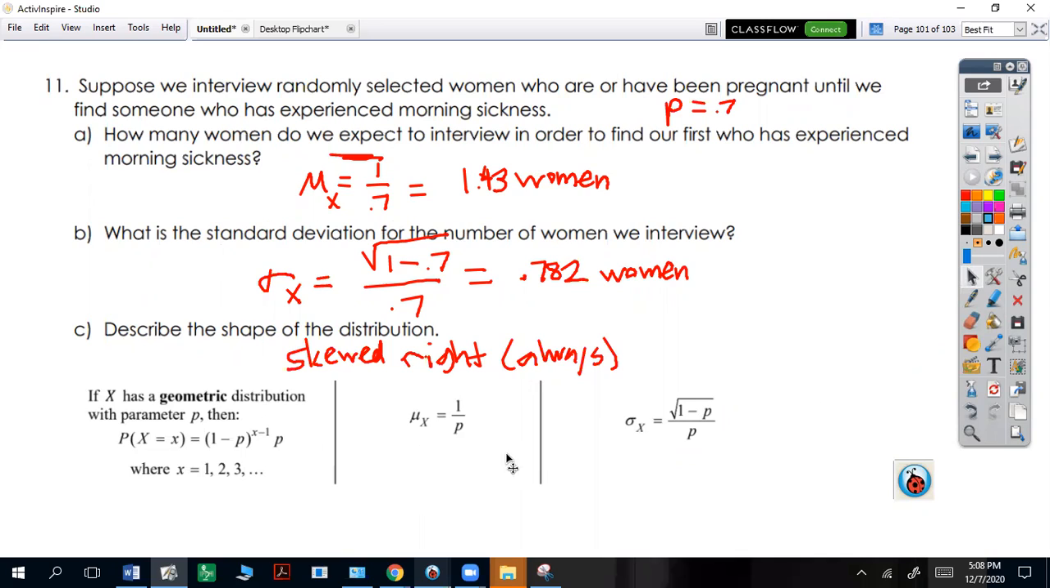Same with standard deviation. There's a formula for that for geometric. You just do the square root of 1 minus the probability. So 1 minus 0.7 divided by the probability, 0.7, and you get about 0.782. And geometric distributions are actually always skewed right. So we'll find that out a little bit more when we investigate those in sampling distributions. So just going to gloss over that. Don't worry about that for your exam.